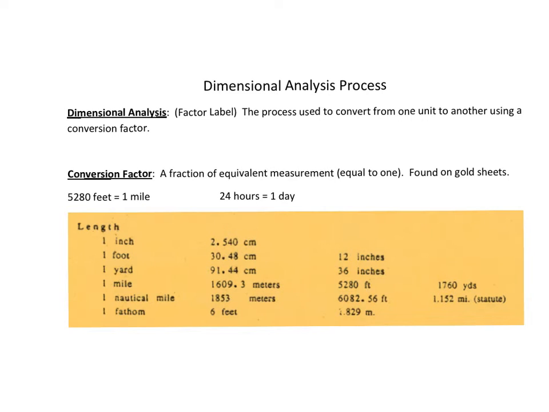Today's discussion is over the dimensional analysis process. This is a process used to convert from one unit to another using a conversion factor. It's also known as the factor label method. Really, in terms of skills that you need in chemistry, this is one of just a couple of skills that are essential to your success in this class.